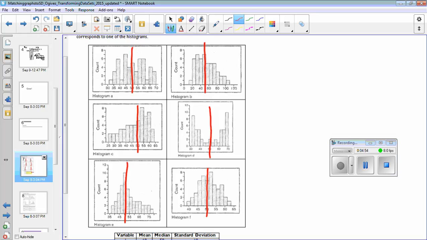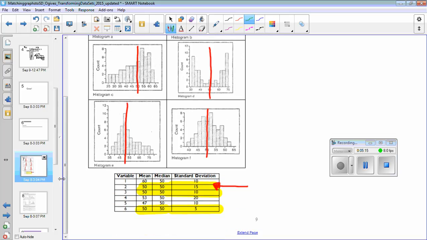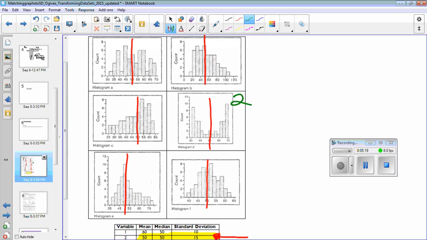Histogram D. I agree with you. Histogram D is symmetric. There are 2 peaks. The red line is right in the middle of those two peaks. Why is the standard deviation large? Because most of the data is away from the center. Very good. So therefore, if you're looking at symmetric data with the largest standard deviation, I think variable 2 goes here.